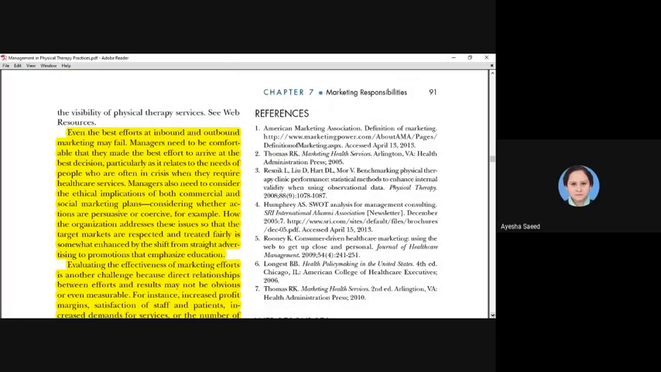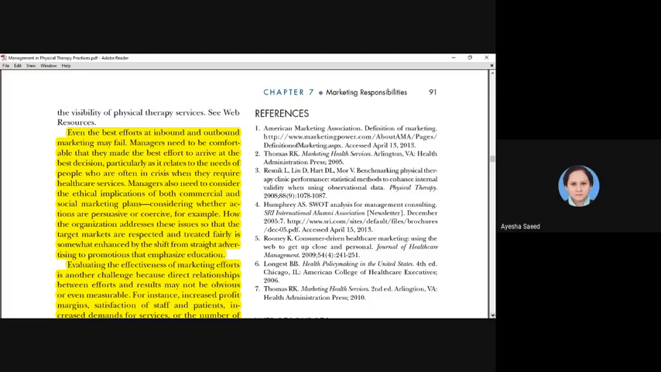Even the best efforts at inbound and outbound marketing may fail. These things need to be considered. It is not guaranteed that every time you are going to succeed. Managers need to be comfortable that they made the best effort to arrive at the best decision, particularly as it relates to the needs of the people who are often in crisis when they require healthcare services.